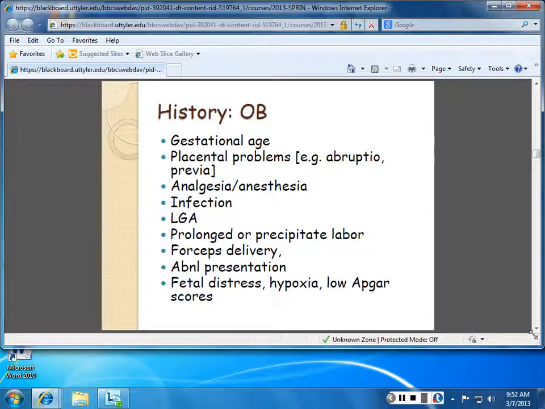What was labor like? Was it prolonged? You get a report of 36, 48-hour labor. That's a long time. Or was it precipitous? Did she come in and, boom, deliver on the gurney, up on the floor, in the elevator? Did they use forceps? Was there an abnormal presentation? Any kind of fetal distress, hypoxia, or low APGAR scores are all significant.